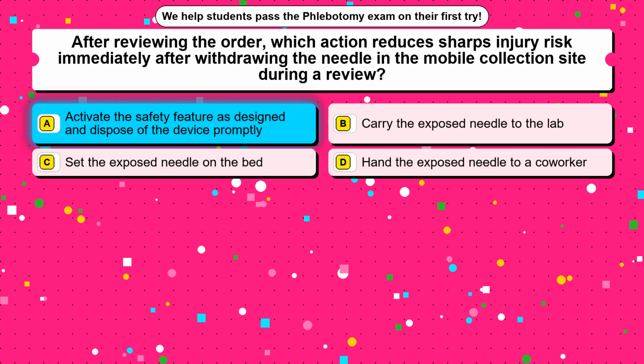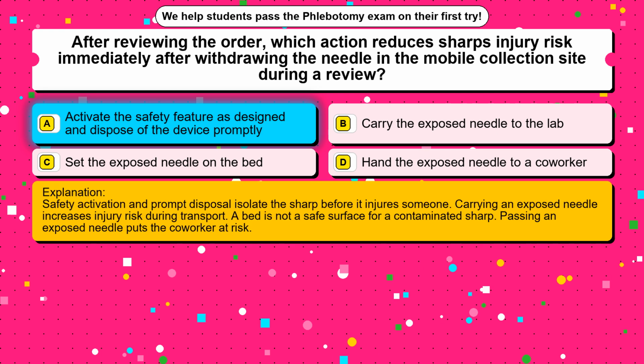The correct answer is option A. Activate the safety feature as designed and dispose of the device promptly. Safety activation and prompt disposal isolate the sharp before it injures someone. Carrying an exposed needle increases injury risk during transport. A bed is not a safe surface for a contaminated sharp. Passing an exposed needle puts the coworker at risk.